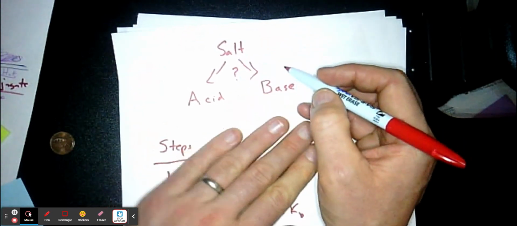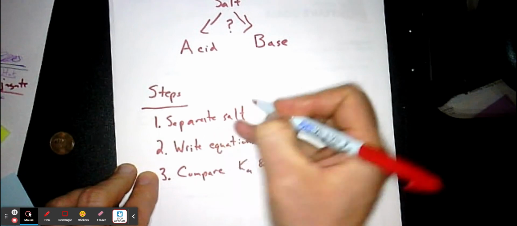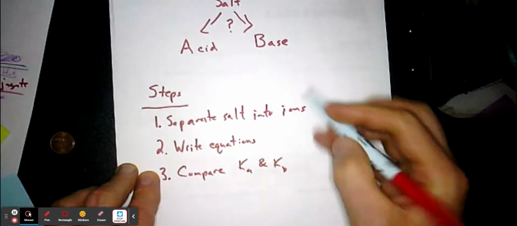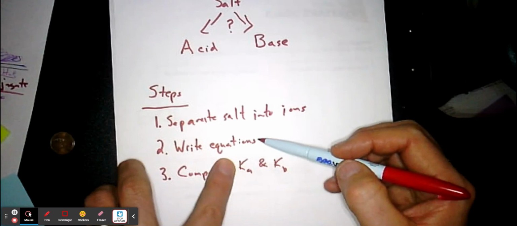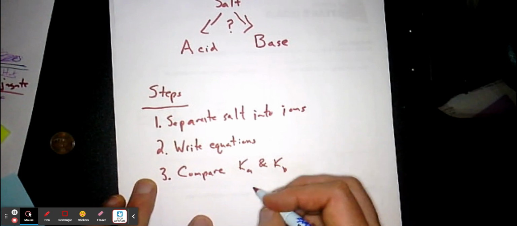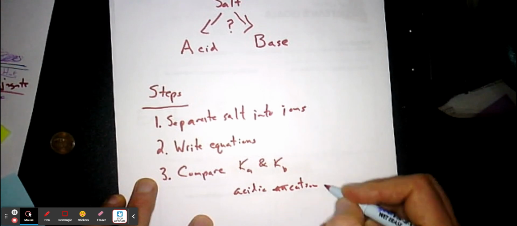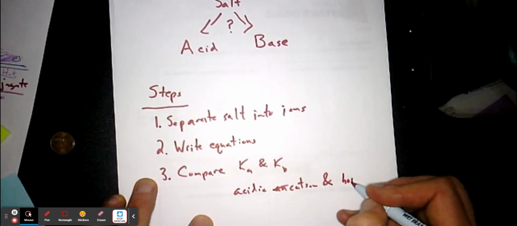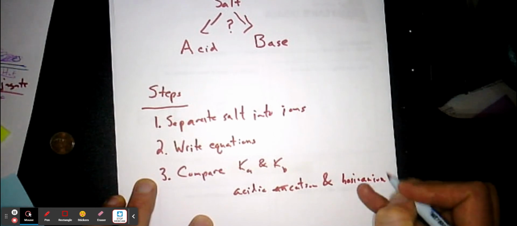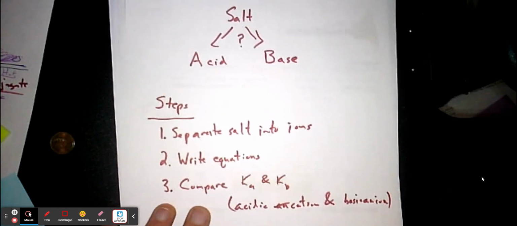Now, if you have a salt and you're unclear if it's acidic or basic, you're going to have to do a little bit of legwork and just be aware of a couple of things. Your steps are to separate the salt into ions, all right, and I'll go over this. Then you might need to write some equations if you're unsure, and you may need to compare your Ka and Kb. That's if you have an acidic cation and a basic anion. You'd have to compare those two values and then say, hey, which one's bigger? And that would tell you the solution. I'll go over the examples.